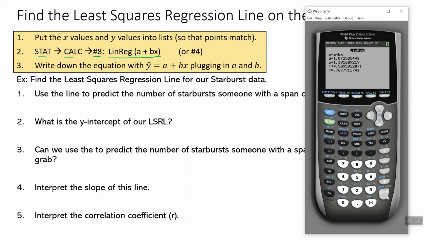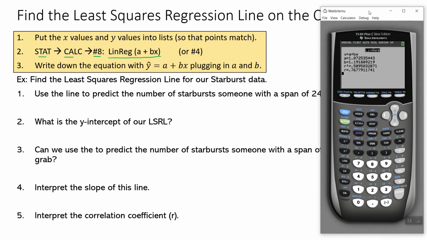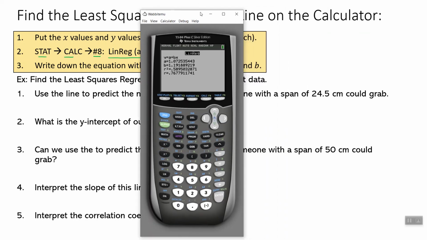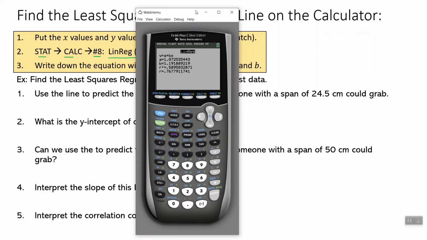And voila, it gave us everything. Now remember, if we're missing the R and the R squared here, we can go to mode and turn the stat stuff on. So it might be turned off when we want it turned on. So now we've got it for our statistics, or our starburst line. Let's see if I can move the calculator out of the way here and we can write this down. And then we can just put the calculator off to the side.